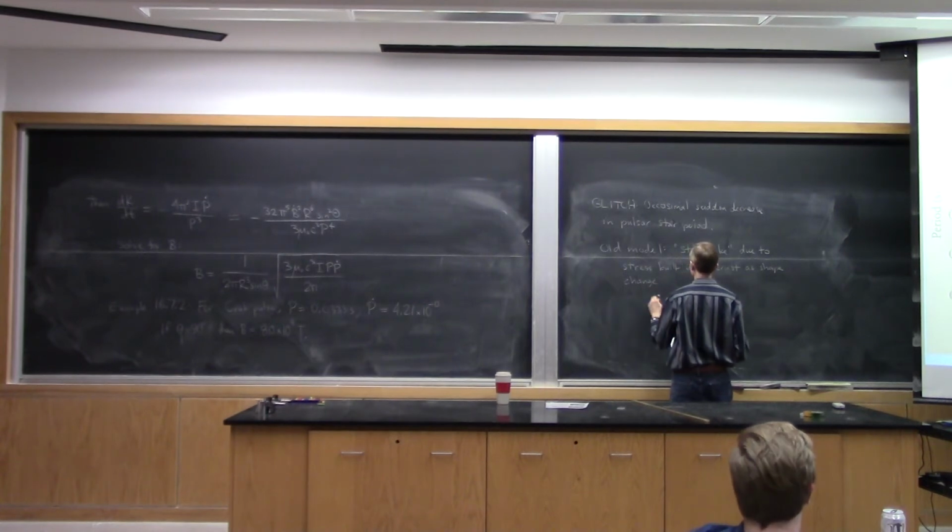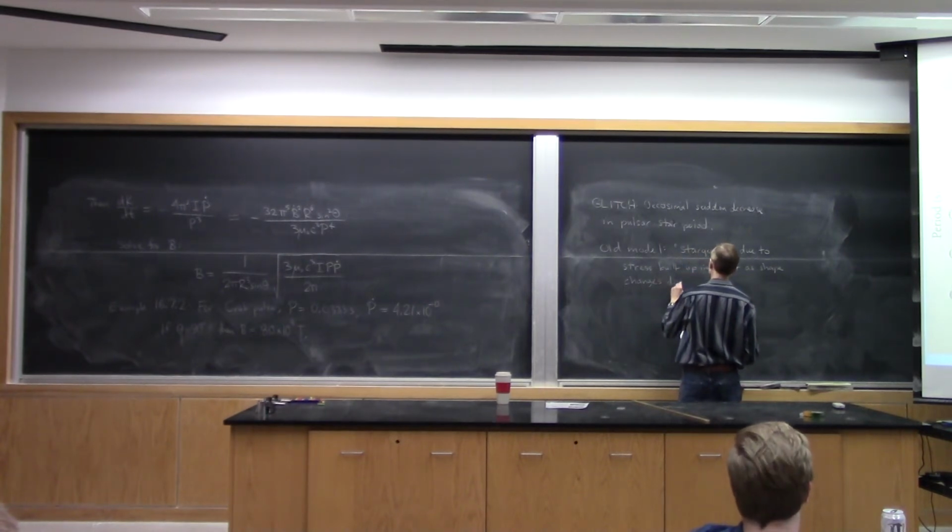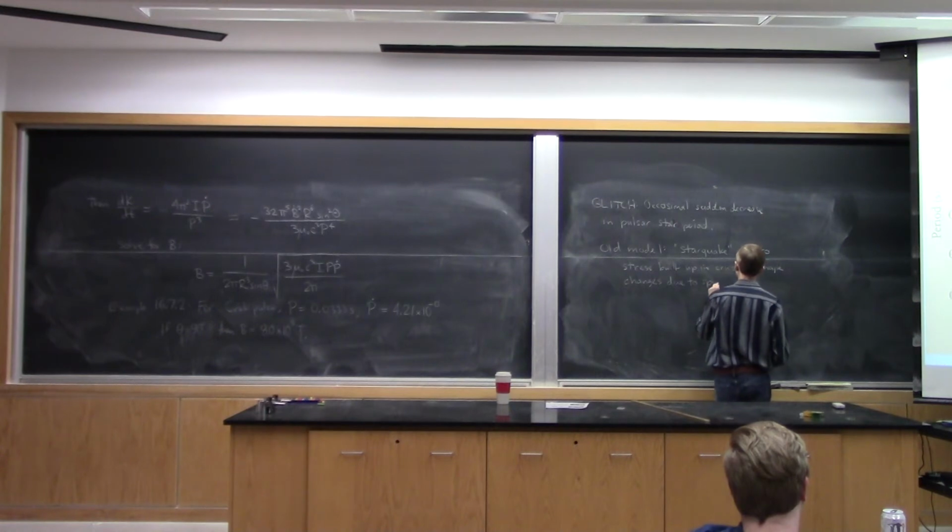It builds up in the crust as its shape changes due to spin down.